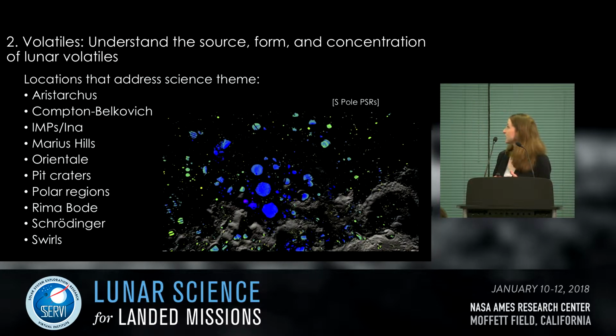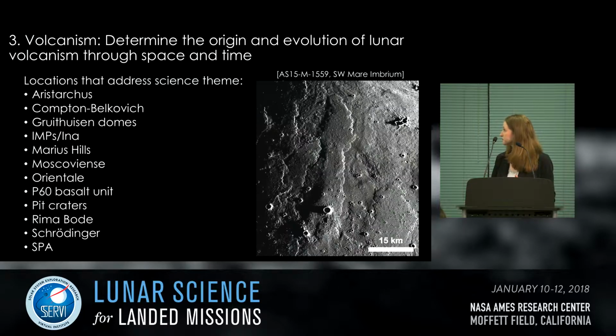The second theme was volatiles. We heard that it was important to understand the source, form, and concentration of lunar volatiles. And this includes both visiting pyroclastic deposits at places such as Aristarchus and Compton-Belkovich, visiting the irregular Mare patches, which could have been a frothy magma type situation, and visiting the poles to visit the permanently shadowed regions and the volatiles contained within.